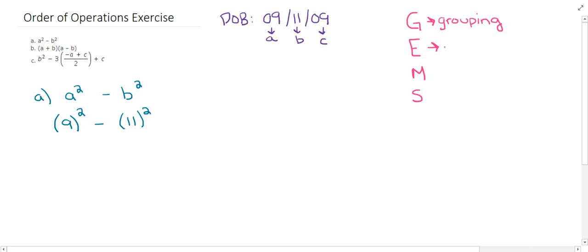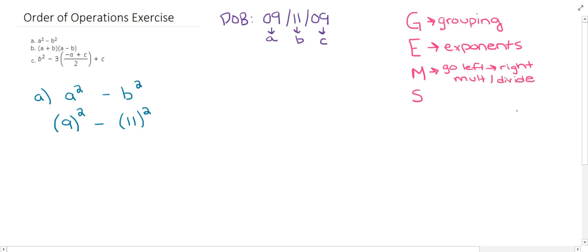Then you'll move on to exponents. Exponents will be the next thing that we do. And then this is why we do MS instead of the PEMDAS part, because a lot of people think in PEMDAS you have to multiply and divide left to right, but it is really either or. So you're just going to go left to right, and any multiplication or division you run into, you're going to do that as you go left to right.